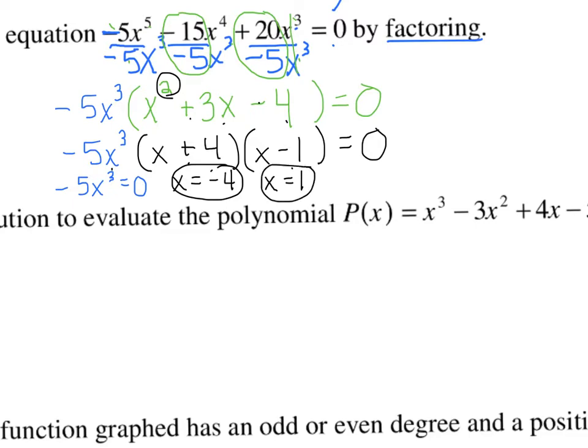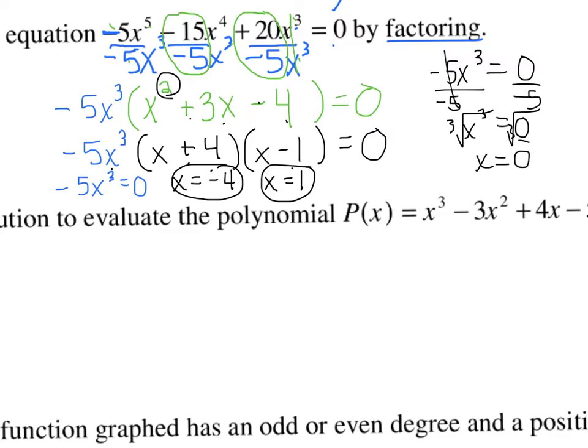And when we do the work to solve negative 5x to the third equals 0, what ends up happening, if you remember, is that x is just going to equal 0. Because if we divide 0 by negative 5, it's 0, and the cube root of 0 is 0. It has to be 0, 0, 0. So the 3 answers are x equals 0, x equals negative 4, and x equals 1.